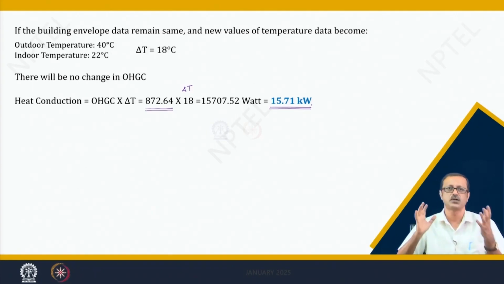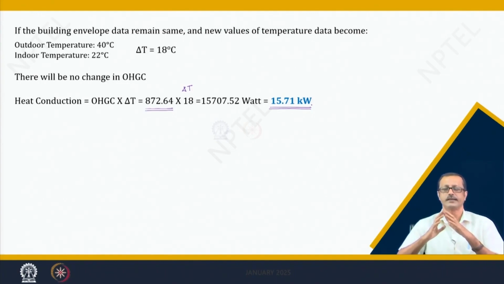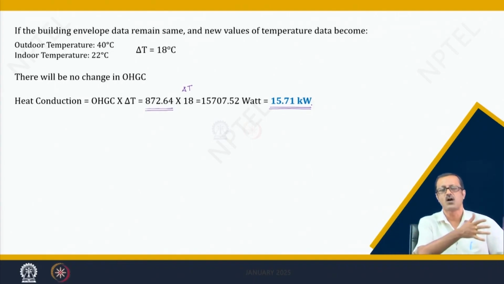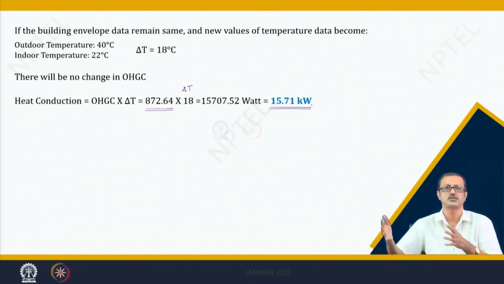So, if I try to model a particular building based only on the outdoor temperature and indoor temperature, with no radiation or other scenarios, it is best to go with the OHGC. First compute the OHGC and see how the scenario changes in the hotter month, the summer month, the winter month, or the average temperature, whatever it may be.